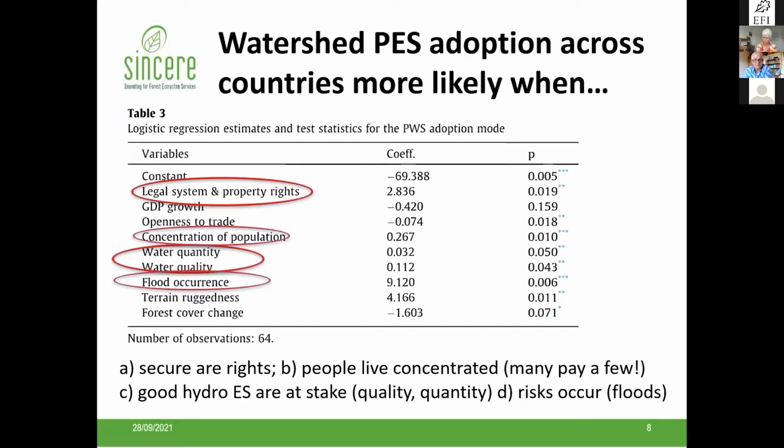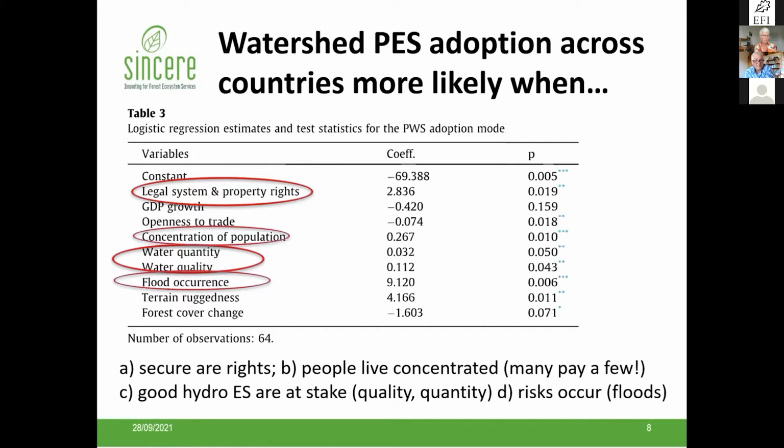So we can also look at what are the factors, empirically, when you look across countries, that actually have helped to establish PES schemes. Here we're looking at watershed PES, and we're looking at low and middle income countries. And what we can see is that the emergence of PES schemes is more likely when the rights are secure. That's the first factor. When people live in a concentrated manner, so that they live in large cities where there are many people to pay for few landowners up there, then the economic balance is easier to get right.